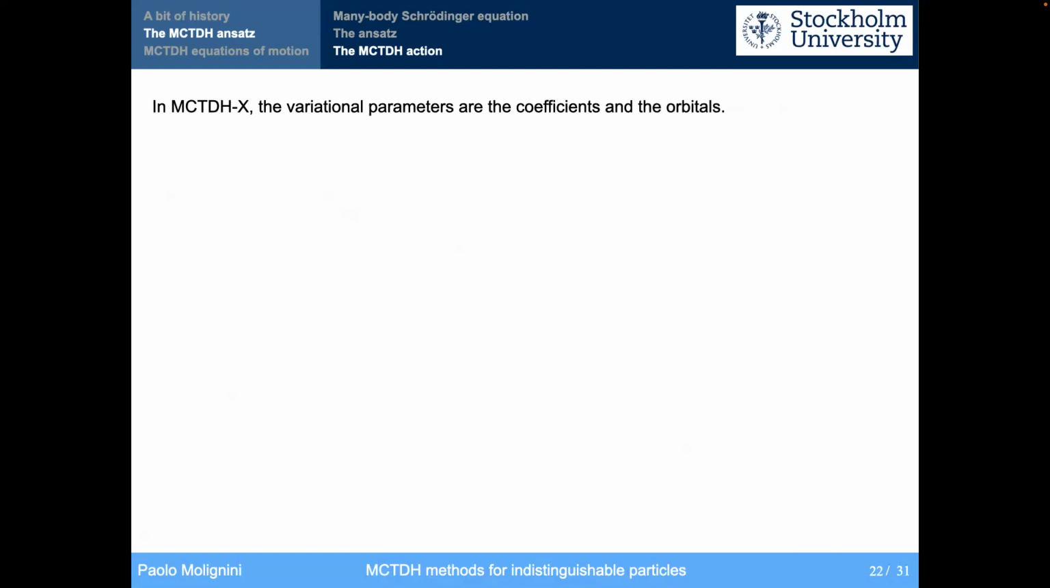Okay, so now we come to the variational procedure. We saw before that when we want to construct the action, we need to minimize with respect to certain parameters. In this case, the variational parameters are both the coefficients and the orbitals, because they are both time dependent. So we can change them both in time.